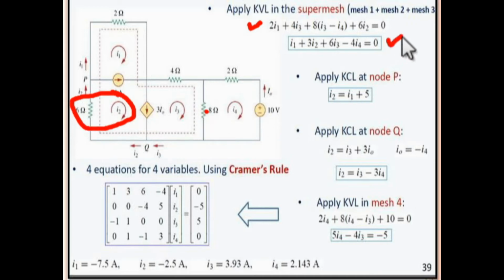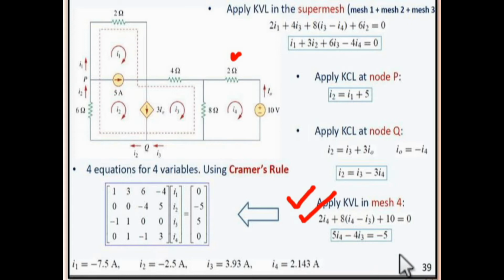So this becomes the first equation, and then simultaneously guys, another KVL you can apply in the fourth mesh. So apply KVL in mesh number 4. So 2I4, here the current is I4 because the I4 current is associated with mesh number 4. So 2I4 plus 10I, you can see over here, plus 8(I4 minus I3), and then the equation will become like this.